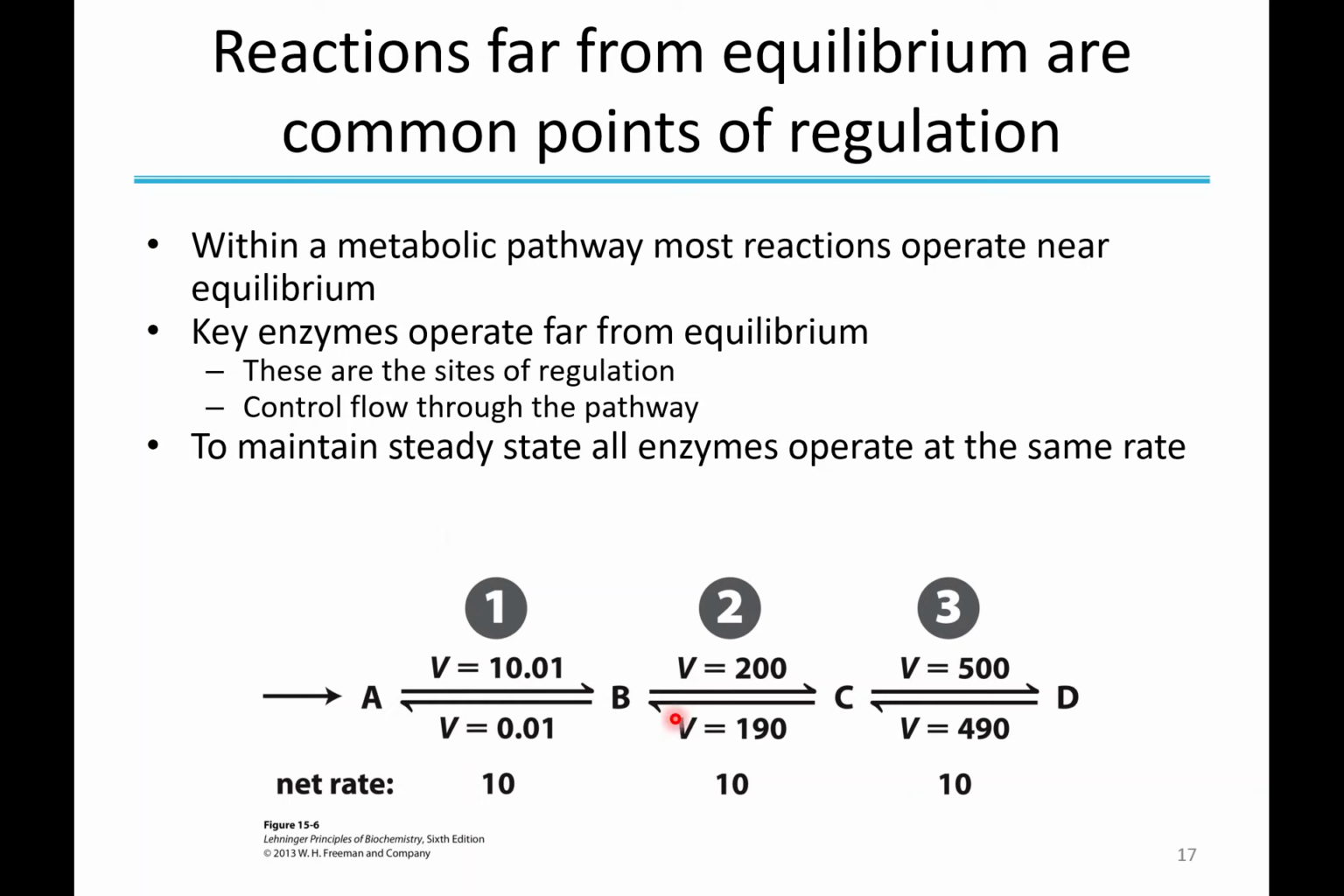The net rate of all of them is the same. It's 10. If you just take the rate of the forward reaction minus the rate of the reverse reaction for all of these, it all equals 10. So the flux through the pathway is consistent. If this was 20 and these were 10, you would get a buildup of B here. These are all equal, so the flux through it is controlled.